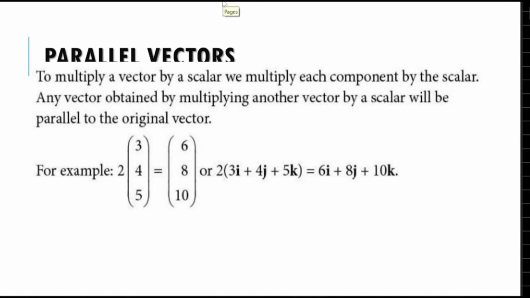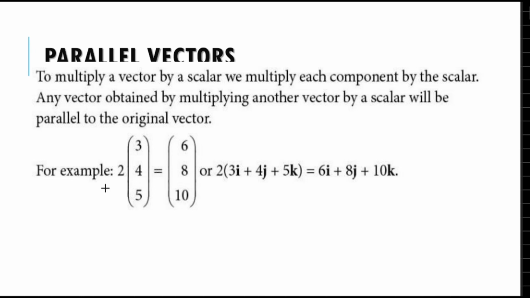Parallel vectors come from parallel lines. You know parallel lines are lines that can never meet, but they can have the same direction. So for parallel vectors, to multiply a vector by a scalar, we multiply each component by the scalar. Any vector obtained by multiplying another vector by a scalar will be parallel to the original vector. If you multiply a vector by a scalar, the answer will always be a vector, and it is said to be parallel to the original vector.